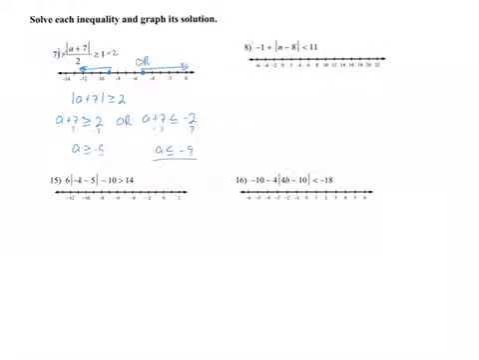Let's try another one. Again, let's isolate that absolute value. So I'm going to add 1 and add 1. So I'm going to have the absolute value of n minus 8 is less than 12. Now notice this is absolute value is less than a number, so this is going to be an and. So I'm going to have n minus 8 is less than 12. N minus 8 is greater than negative 12.